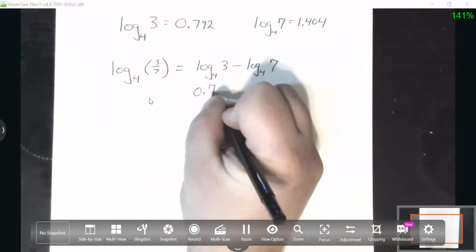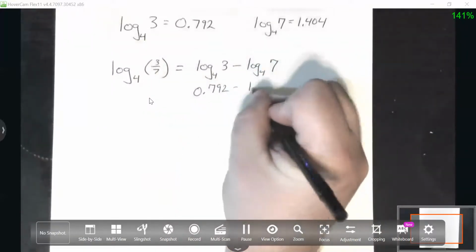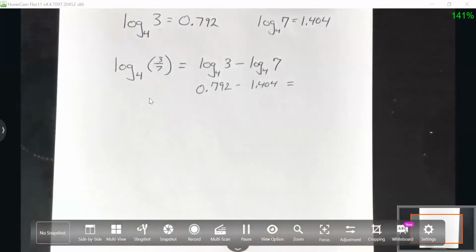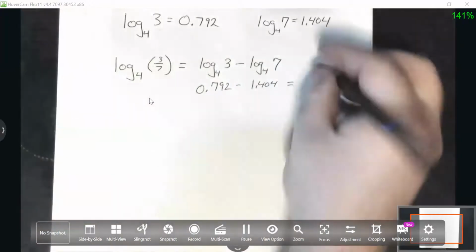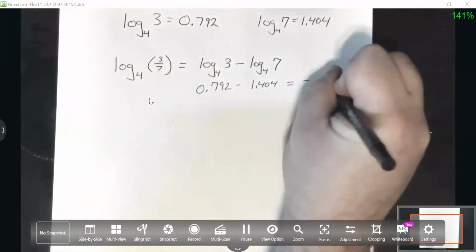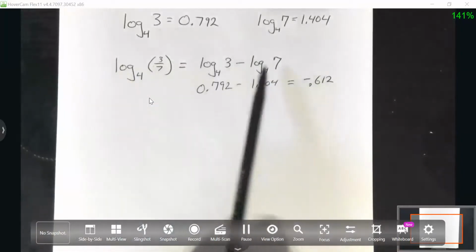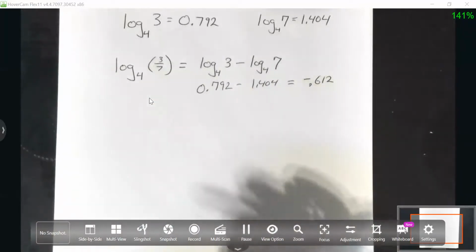So that gives me 0.792 minus 1.404. These are just nice, easy numbers now. We can dump them into a calculator, do it by hand, and actually get some answers. So 0.792 minus 1.404 helps if my calculator is actually on. And we get negative 0.612. So again, we took the original that we didn't know how to evaluate and we broke it up into pieces utilizing information we know.